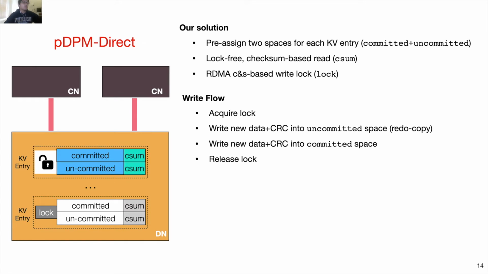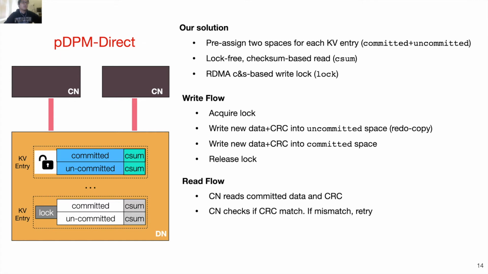To read an entry, the CN issues an RDMA read to read the committed data and the checksum. The CN then calculates the checksum of the data just read and compares it to the checksum read from the DN. If they match, then the read operation finishes. Otherwise, it means the data is being modified by a concurrent writer. The CN will then repeat the process until checksums match. In the best scenario, a key write's latency is 4 RTTs with 1 checksum calculation time. A key read's latency is 1 RTT and 1 checksum calculation time.